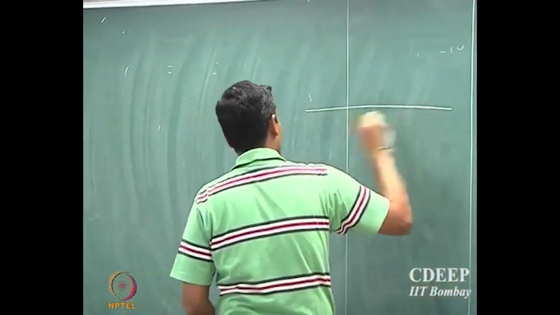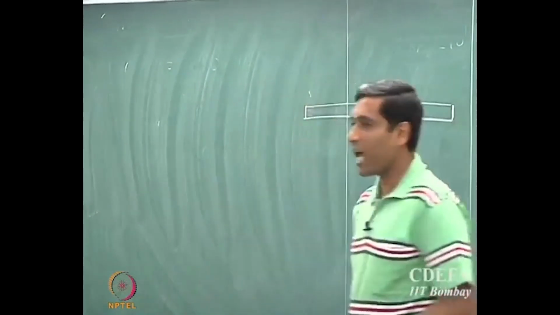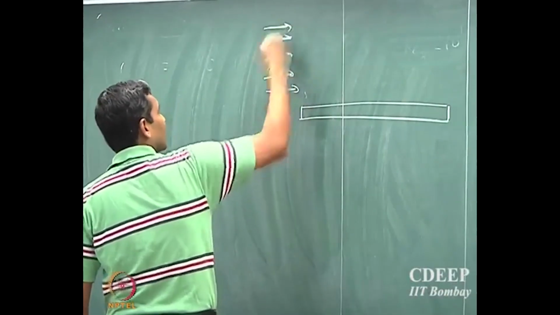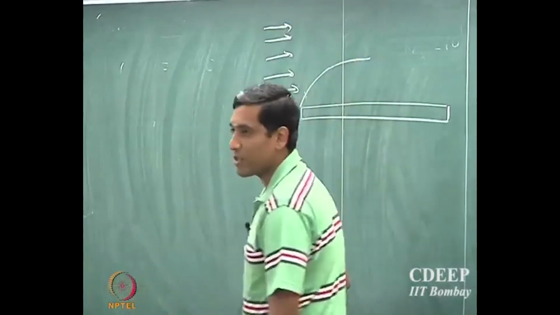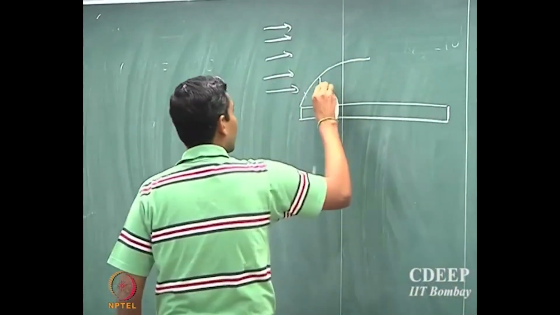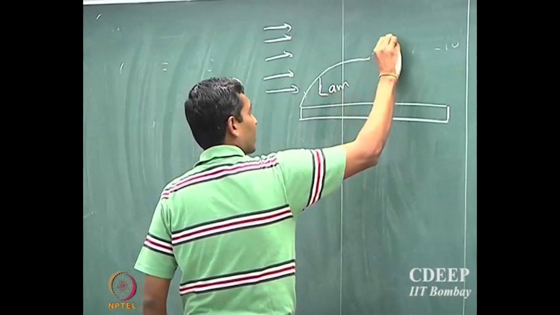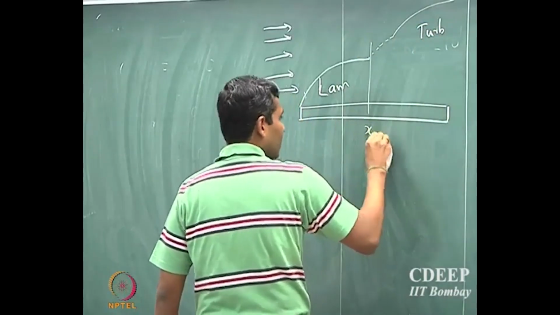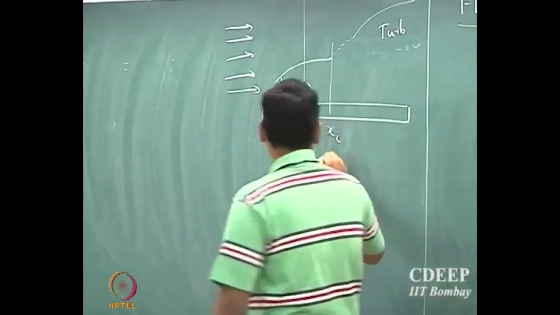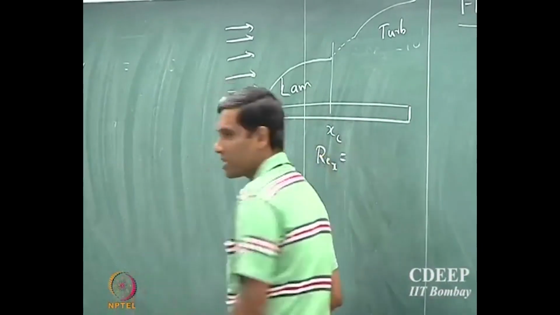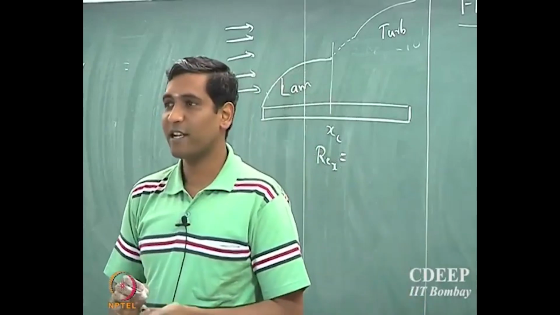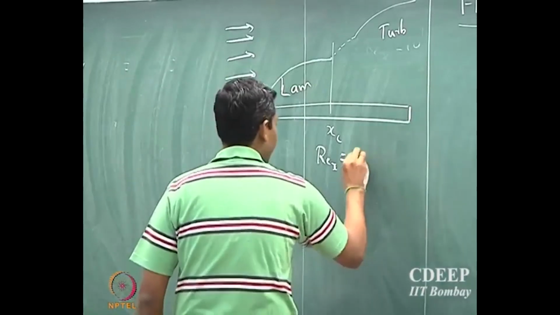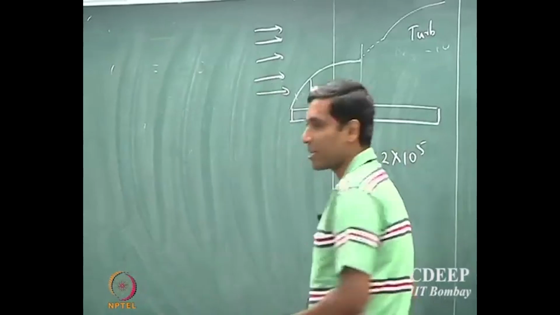Suppose I have a flat plate, okay, where there is a fluid which is flowing past this flat plate, and you have some region which is laminar, okay. So you have laminar conditions here, and then you of course have a transition, and then you can have a turbulent regime. So this is the critical distance at which the Reynolds number is... What's the critical Reynolds number? 2 into 10 power 5. So that's the critical Reynolds number.